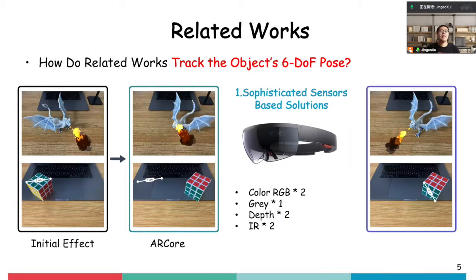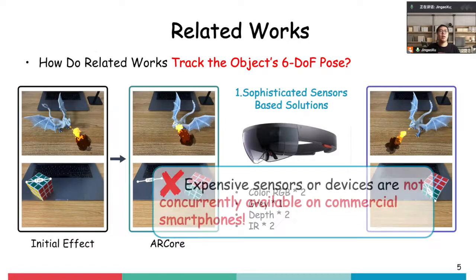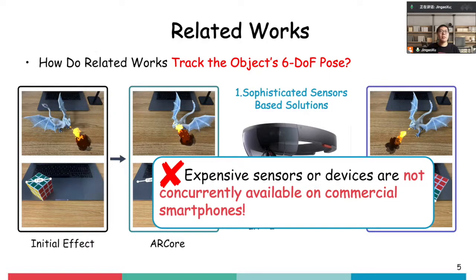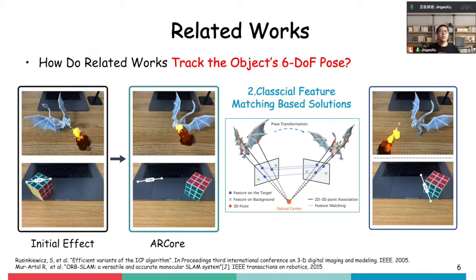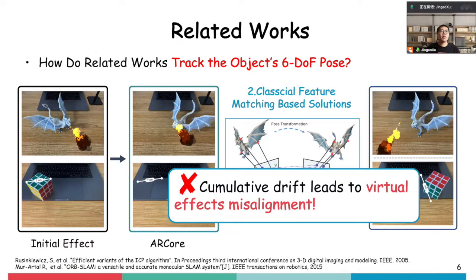So next, let's take a glance at how existing works track the object's 6 degree of freedom pose. First, some works leverage the expensive and sophisticated sensors of devices. For example, the Microsoft HoloLens is equipped with 4 different types of cameras. However, these expensive sensors are not simultaneously available on commercial smartphones. And second, classical visual feature matching based object pose tracking. However, the cumulative drift and low precision lead to virtual effects misalignment.